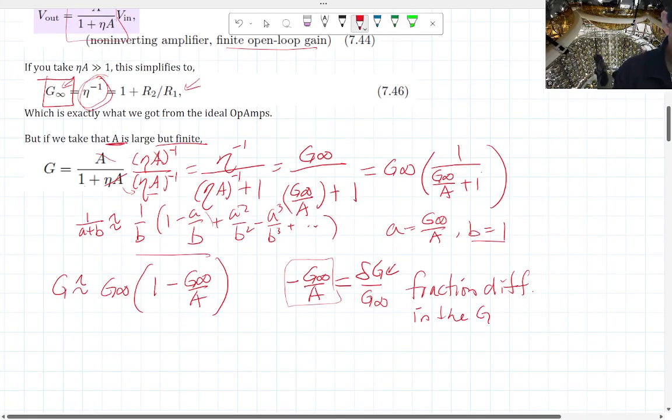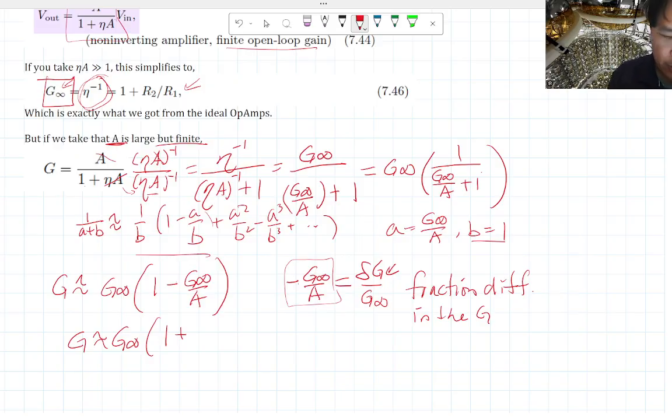So what we can do is replace this: the gain is approximately still the gain, 1 plus, this negative sign comes with it, delta g over g infinity, okay? And this is a nice value to have because if we know what our g infinity is, and we know what our A is, we can actually calculate what this delta g over g infinity is. So the thing we care about is actually this g infinity divided by A, okay?